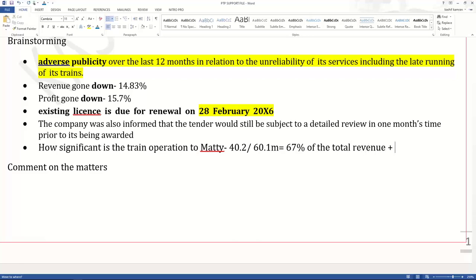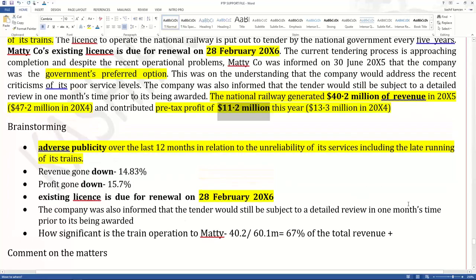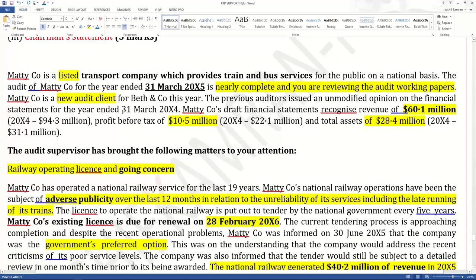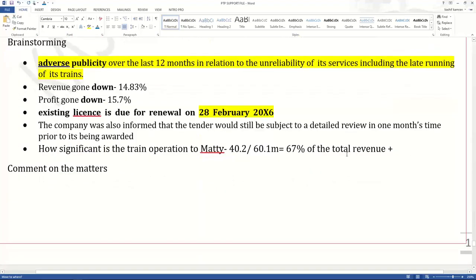Okay, next, plus profit. How much is the profit coming from the train operation? The profit coming from the train operation is 11.2 million. And the total profit of the company is the pre-tax profit, and we have the post-tax profit, so we cannot compare it. Leave it out. So that's quite a significant part of the revenue. Ends the story.